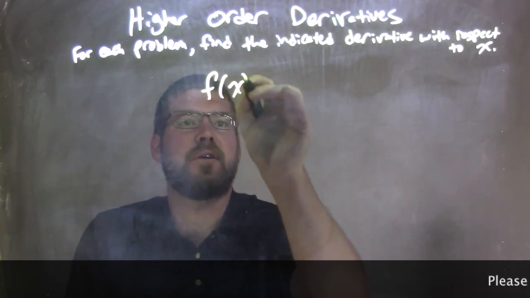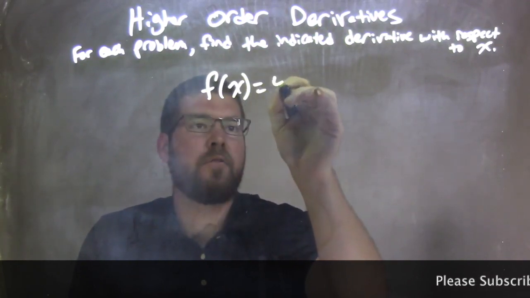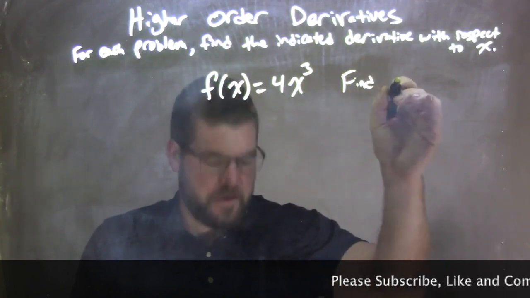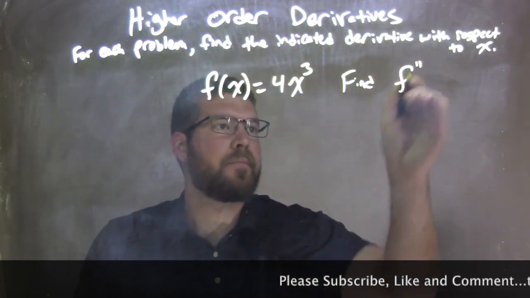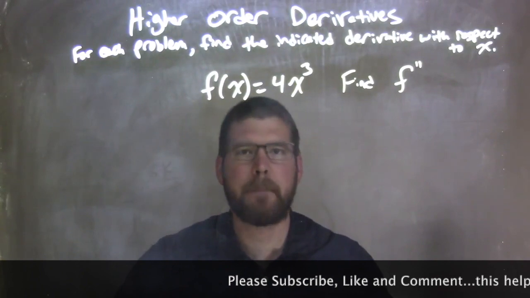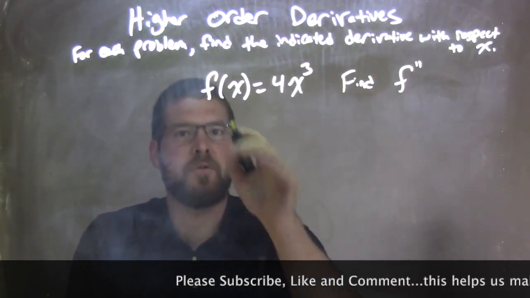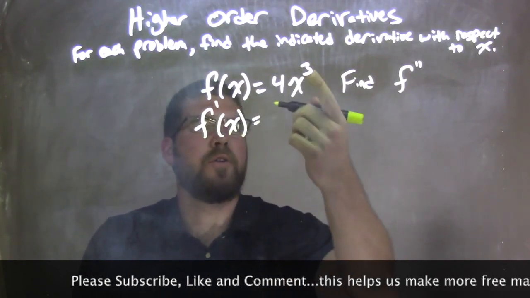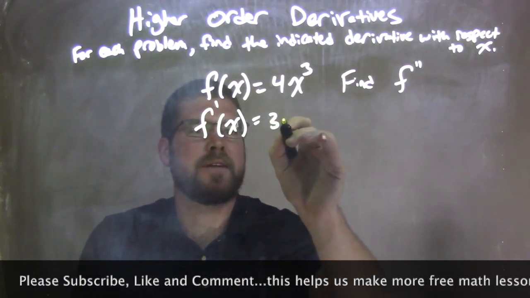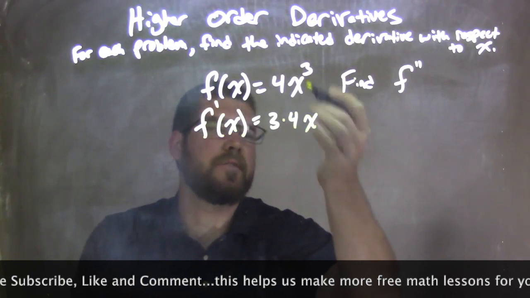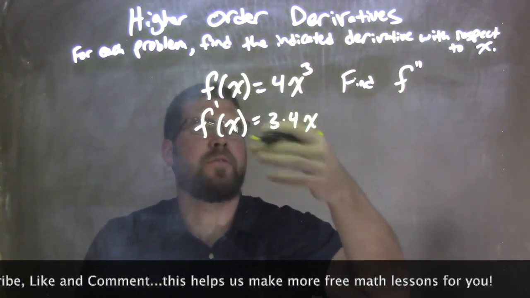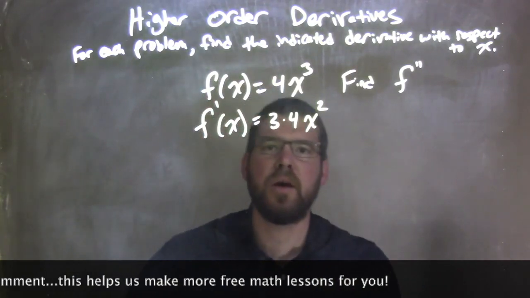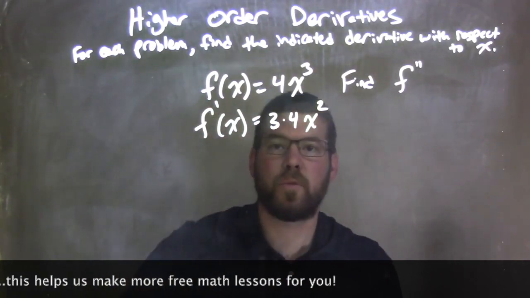f of x is equal to 4x to the third power, and we want to find f double prime, the second derivative. Well, first we need to find the first derivative. So when we find the first derivative, f prime of x, we're going to use the power rule. The 3 comes down, 3 times the 4x to our exponent, which is 3 minus 1. We subtract 1 from the exponent using the power rule, and that gives us a 2. So we have 3 times 4x squared.